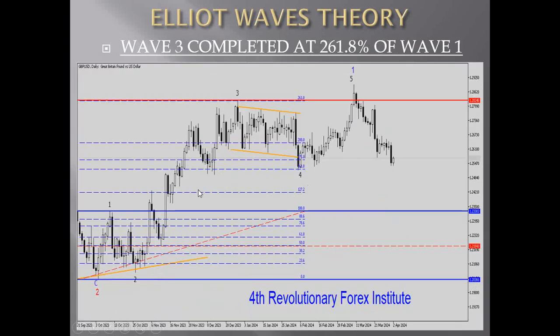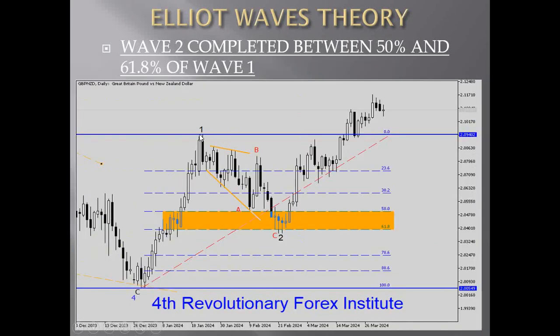Okay, so we put our 0 at the end of wave 1, because wave 1 started here and then ended here. So we put our 0 at the end of wave 1, and then we put our hundreds at the start of wave 1.